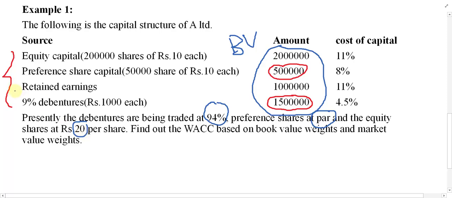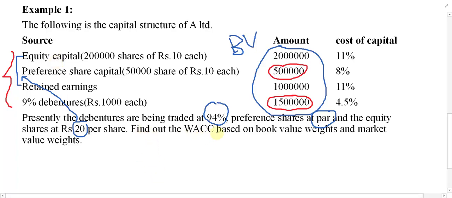But remember one thing, that there is no separate price for retained earning in the market. Whatever price is available in the market for equity, that price is applicable both for retained earning as well as for equity. It means this price of 20, which is given here, is for retained earning as well as for equity. So we have to divide between these two. How we can divide it? Let us wait and see how we can do it.